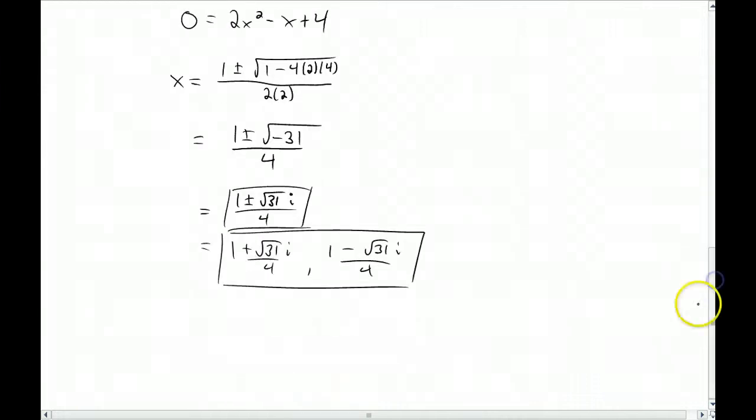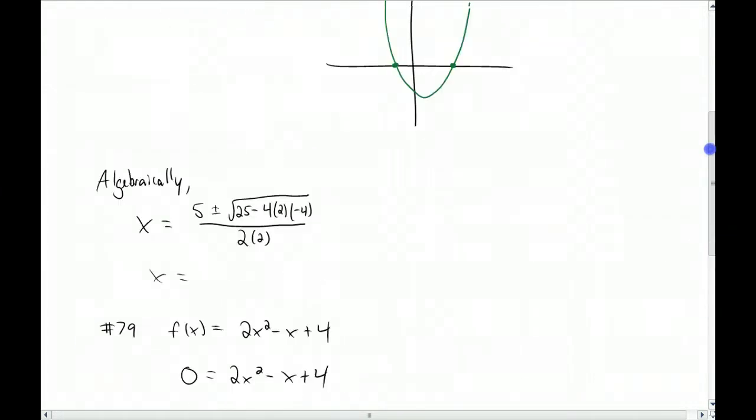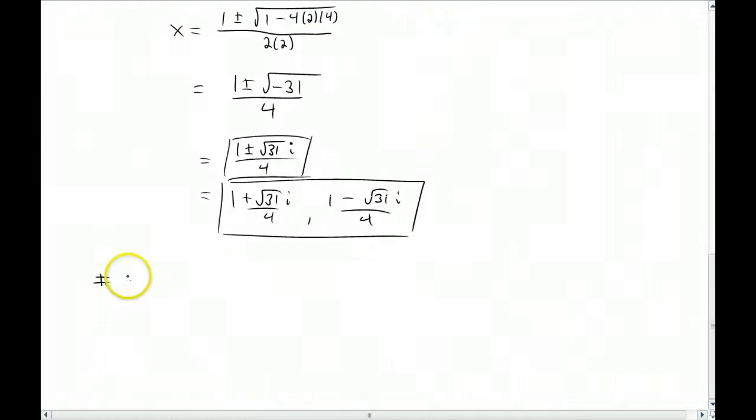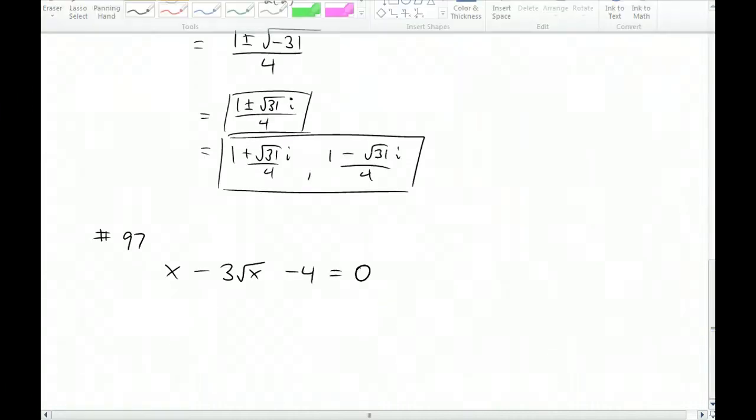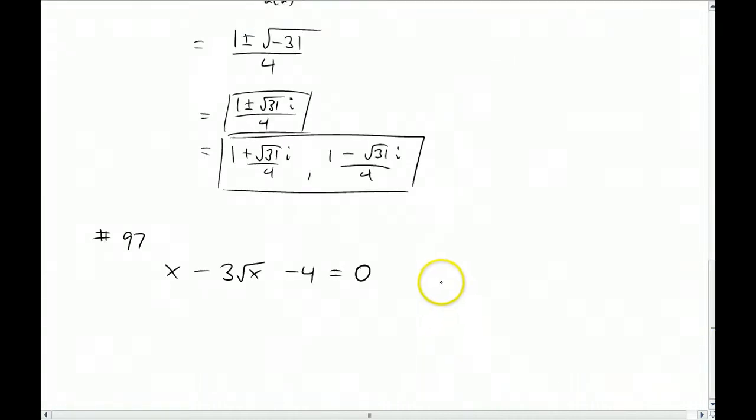So the last problem is number 97. Number 97 is the trickiest one of the bunch. They give you a hint though, and the hint is to make a substitution: u is the square root of x. Okay, good. Now, how are we going to make this substitution? Well, clearly you can see that you have a square root of x right there. So this middle term is going to be minus 3u, and the minus 4 is going to stay.